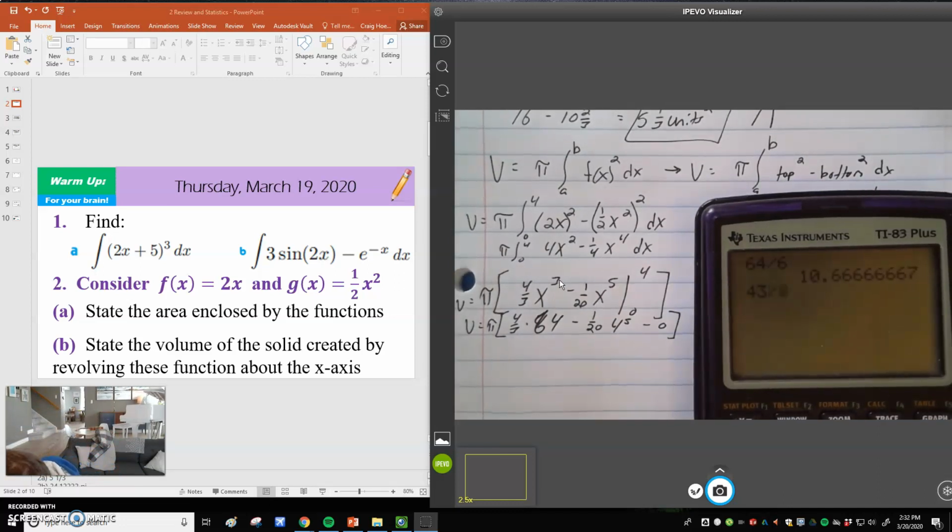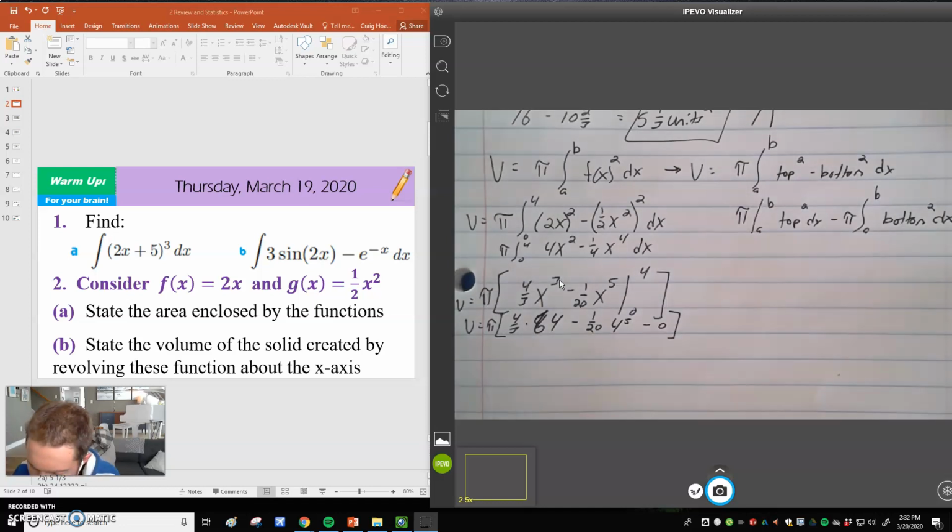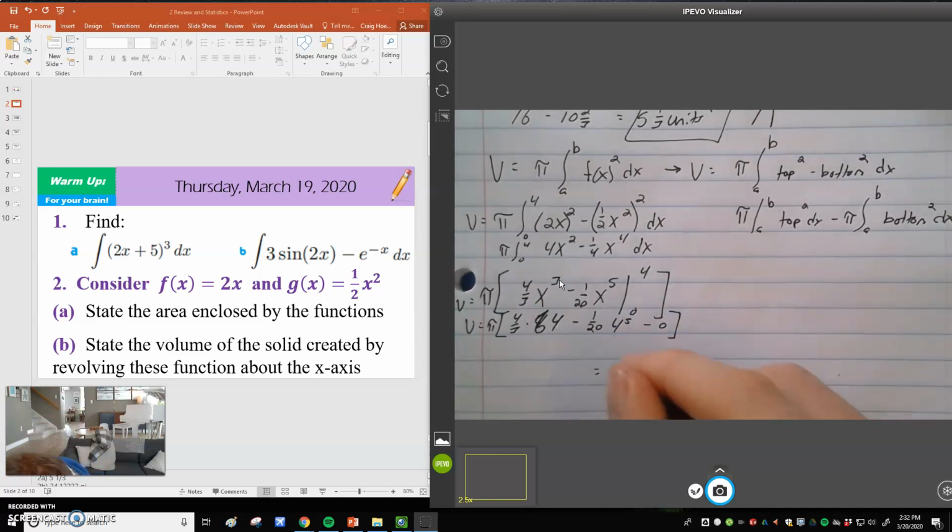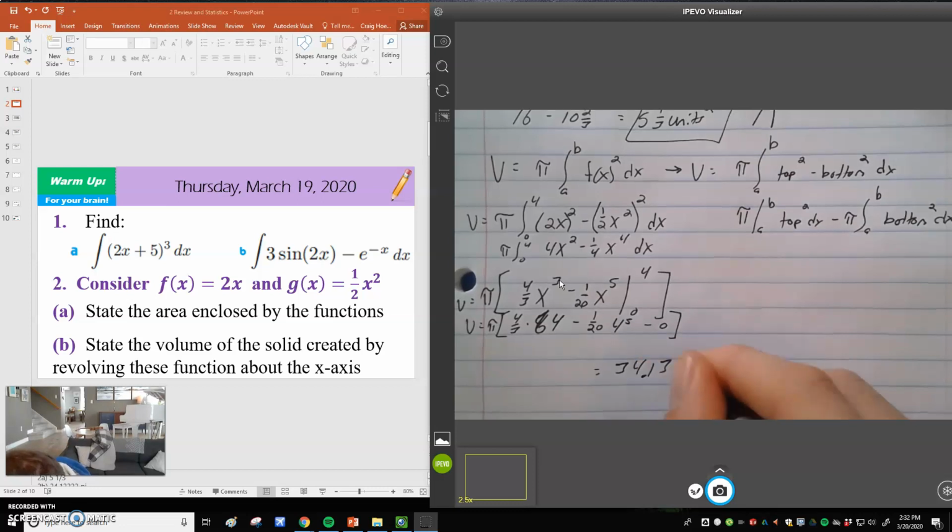So 4/3 times 64. And now we're going to minus 1/20th times 4 to the 5th. And I get 34.13 pi units cubed. That's what our volume equals.